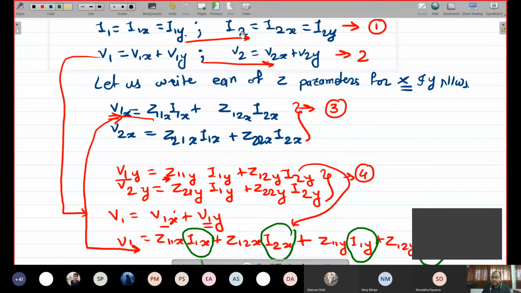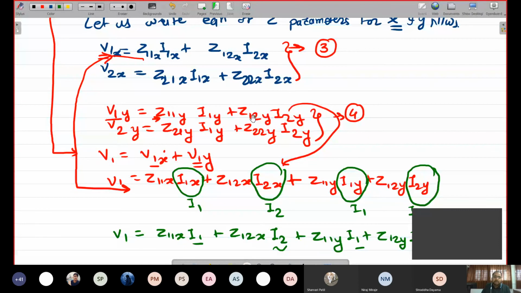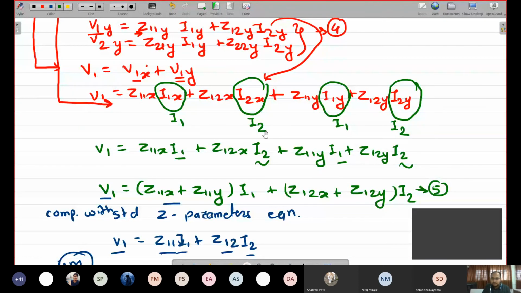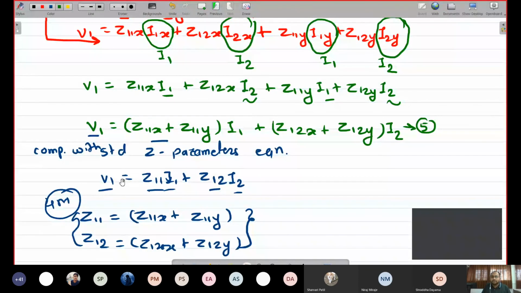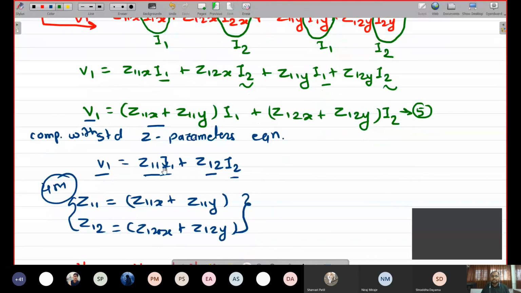And finally, we have clubbed the I1 and I2 terms, and then we have compared these equations. So this is your final equation, let us say equation number 5. We have compared that with the standard Z parameter equation. It does not consist of any X or Y, right? So simply we have written the standard equation of Z parameter: V1 is equal to Z11 I1 plus Z12 I2. And we have compared these two equations, and from that we got that this is equal to this and this is equal to this. You got it? Once you write this, you will be getting 4 marks.